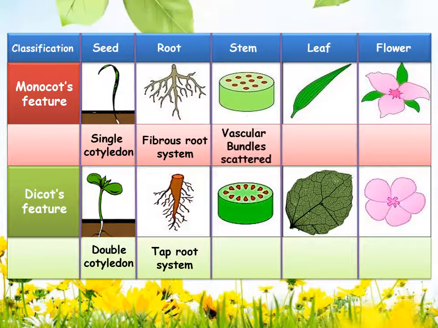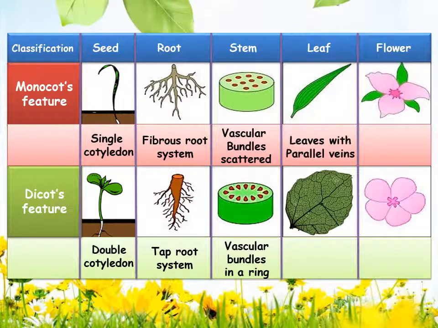Next, the stem. In the monocot's feature, the stem is scattered. The vascular bundles are scattered. Look at the vascular bundles. They are not arranged. Compared to the dicot's feature, the vascular bundles are formed in a ring. It is formed in a ring. They're forming a circle in dicot's feature.